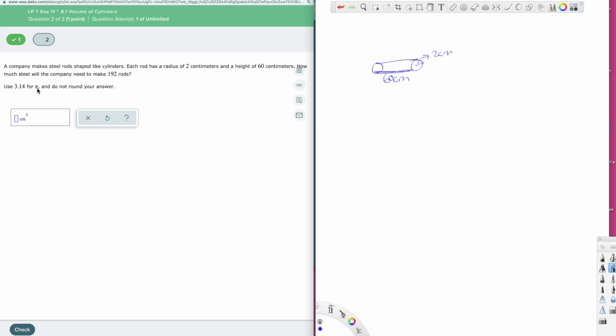Do not round your answer. So this time we do not round it. Make sure you're following those directions. If it says to round it, round it. If it says not to round it, don't round it. That will get your answer marked wrong, and I've seen that happen quite a few times.